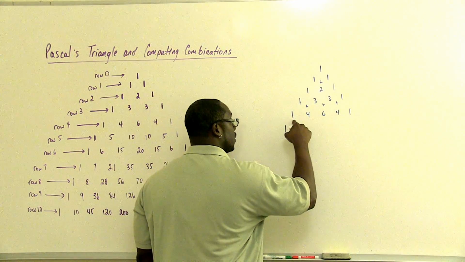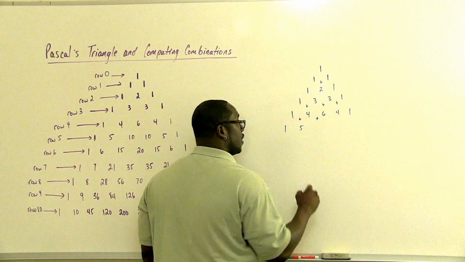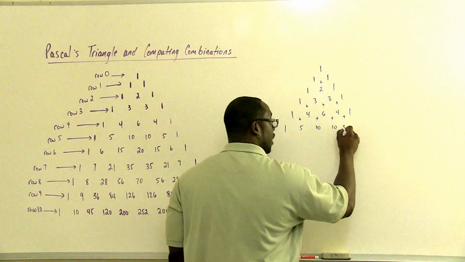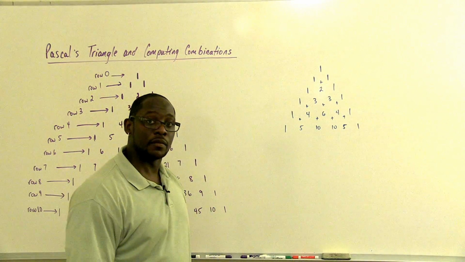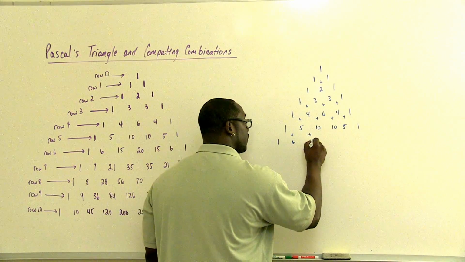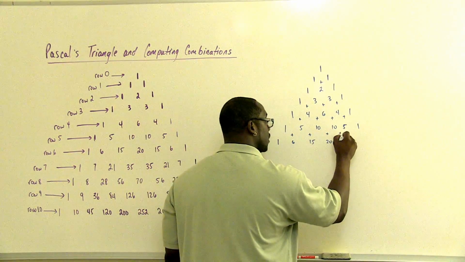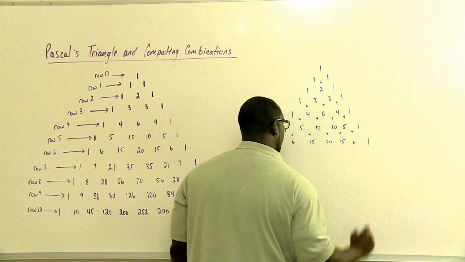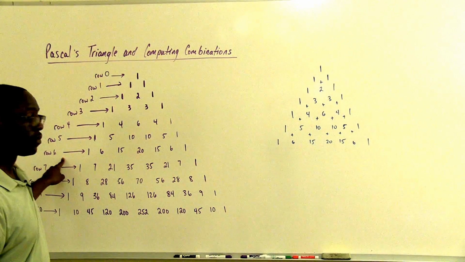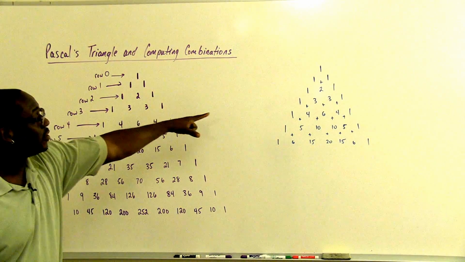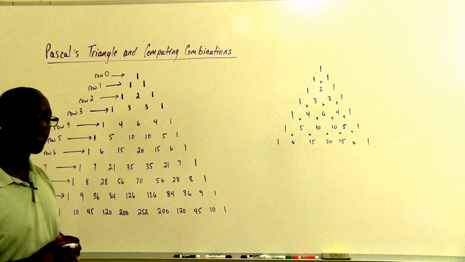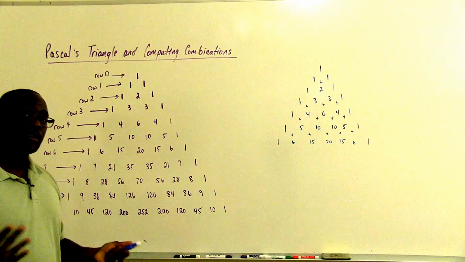Keep on doing it again. 1 plus 4 is 5, 4 plus 6 is 10, 6 plus 4 is 10, 4 plus 1 is 5, and then we end with a 1. And so we'll do one more row here. So we have 1, 6, 15, 20, 15, 6, and 1. And as you see, this goes right along with row 0 through row 6 here. And so when we do this, we actually do start off with row 0, and I'll tell you why in just a second. So we know how to construct Pascal's triangle now.